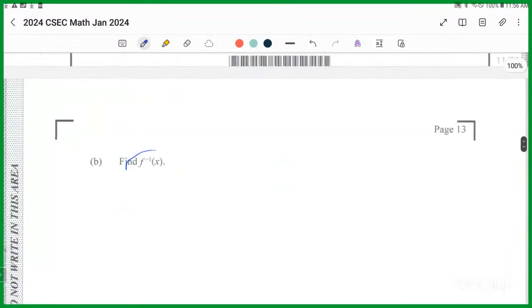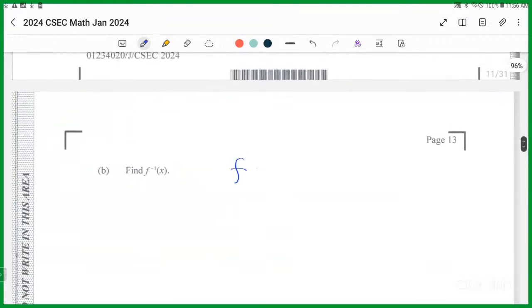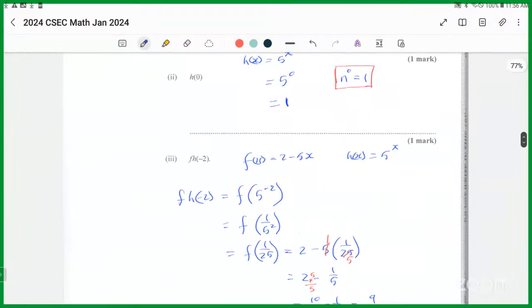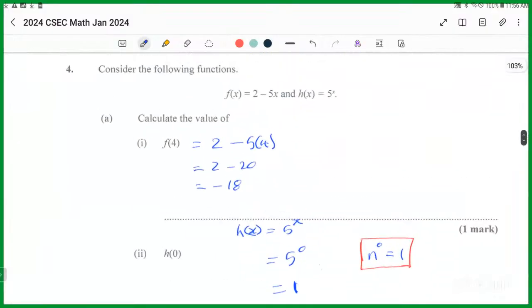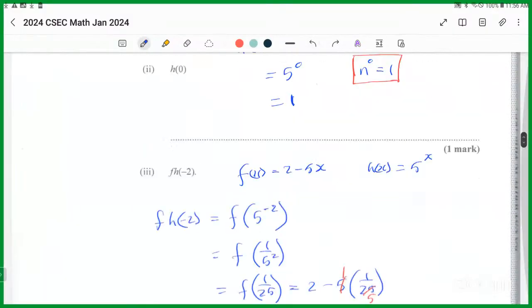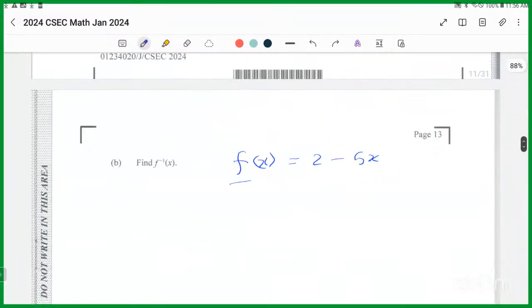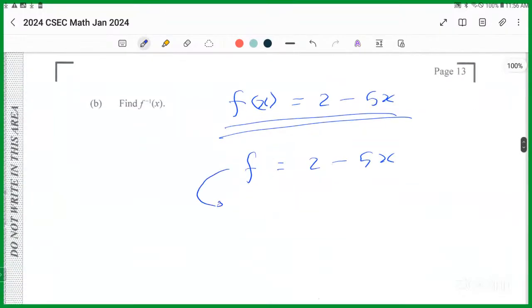The next part now was f to the minus 1 of x. Simple. The f of x, remember, was 2 minus 5x. That's f of x, right? Yes. So again, to inverse this, I'm just going to leave off the f first. Alright, 2 minus 5x like that. I'm going to inverse it. And this f becomes x equals 2 minus 5. And this x becomes f to the minus 1.